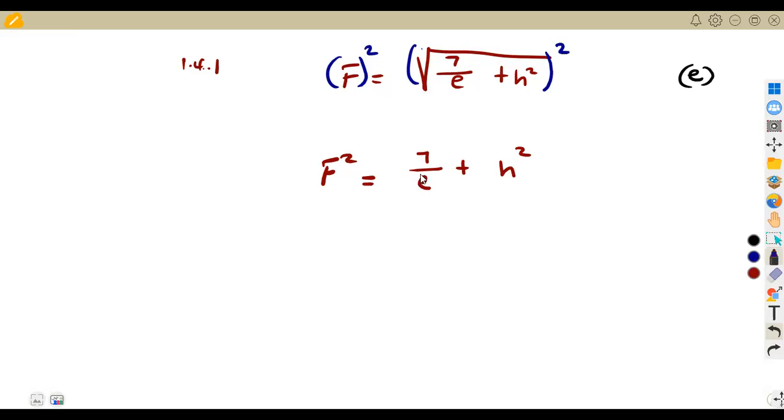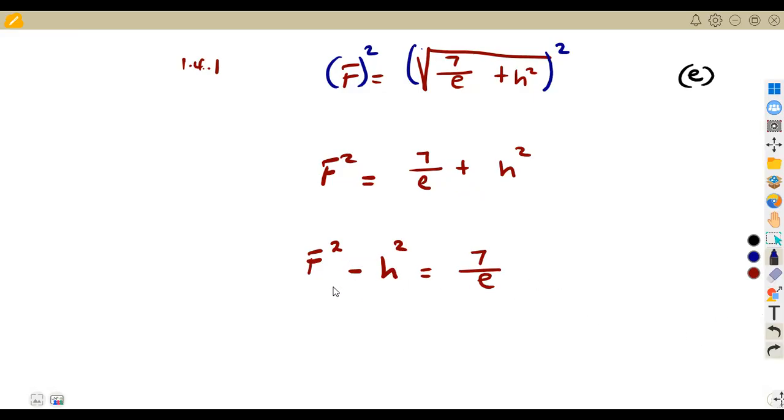All right, remember that you want to make A the subject, so you can transpose this to the other side of the equation because we do not have A there, so it becomes a negative. So that's f squared minus h squared is equal to 7 over A. So if we take this to the other side here, it becomes a negative.